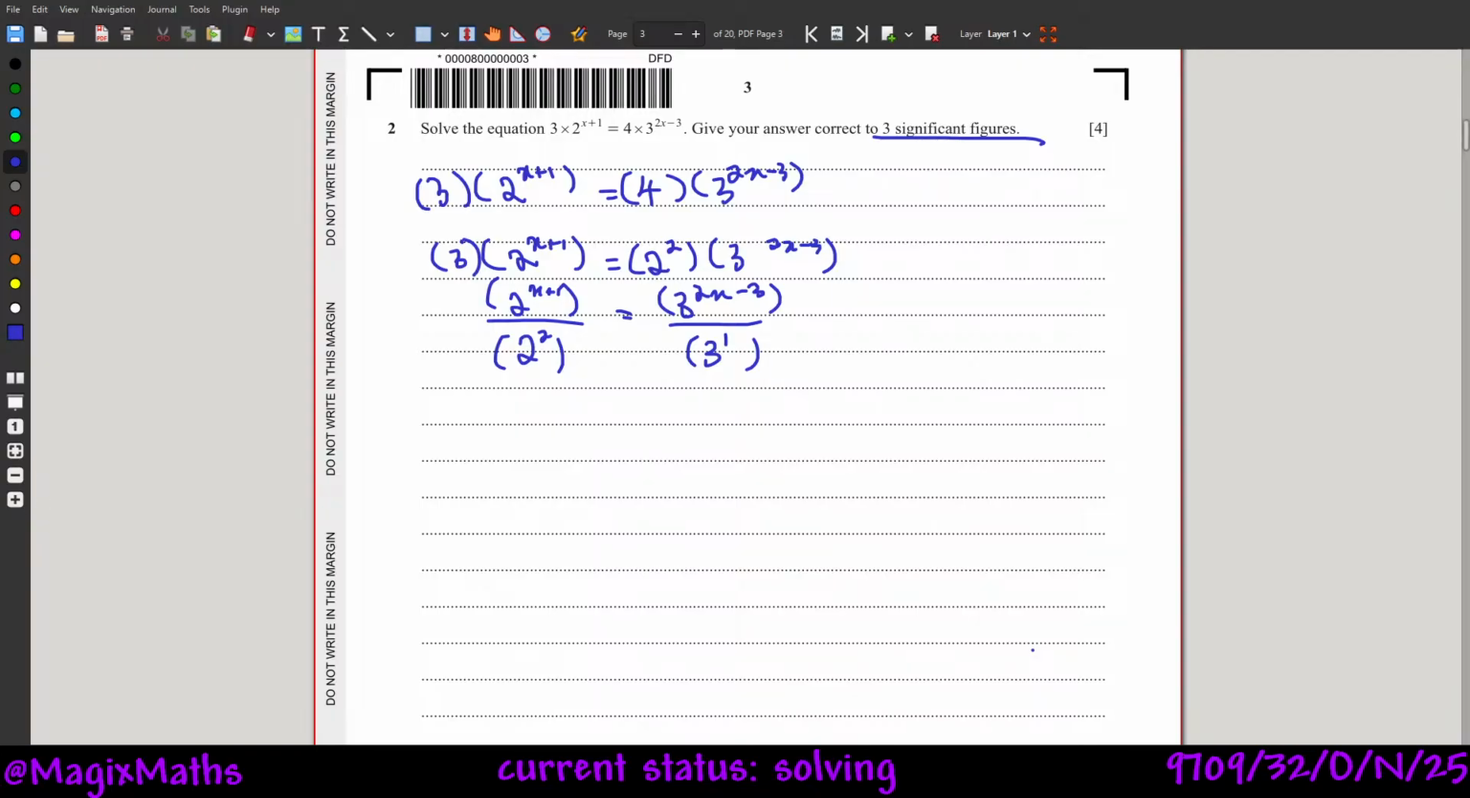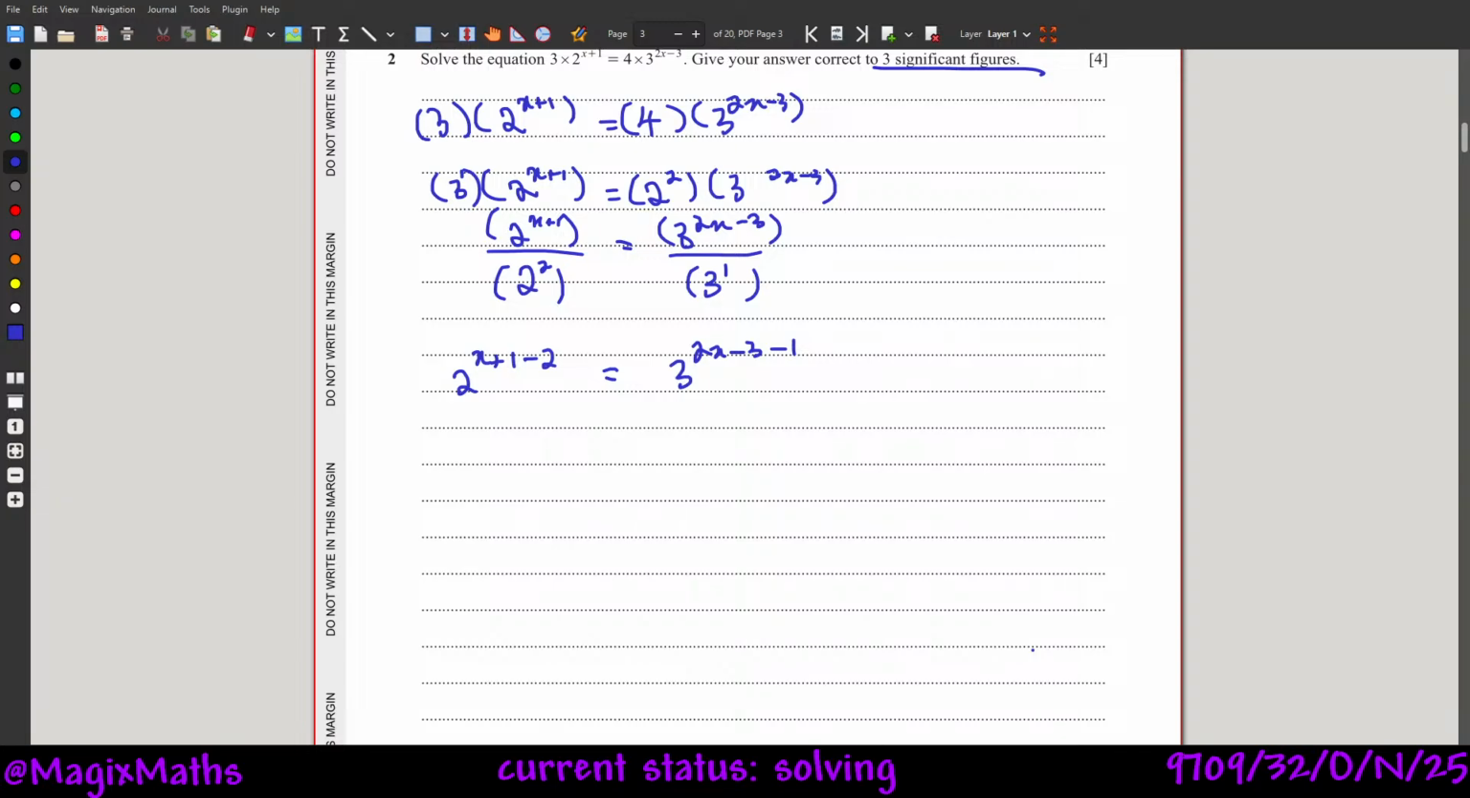And remember the power rules, wherein if you divide two numbers of the same base, the power is subtracted. So for example, this one is divided by 2 to the power of 2, so it's minus 2. This is 3 to the power of 2x minus 3 minus 1. Now, we'll simplify that. x minus 1 minus 4.